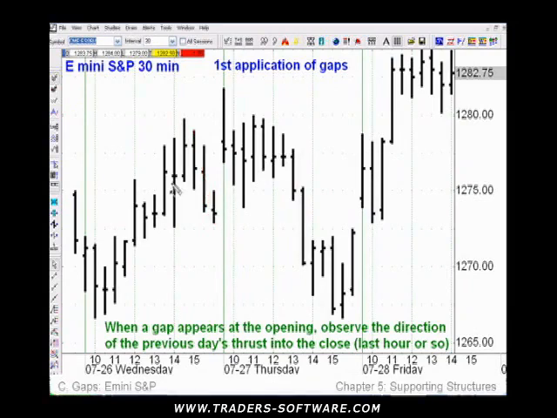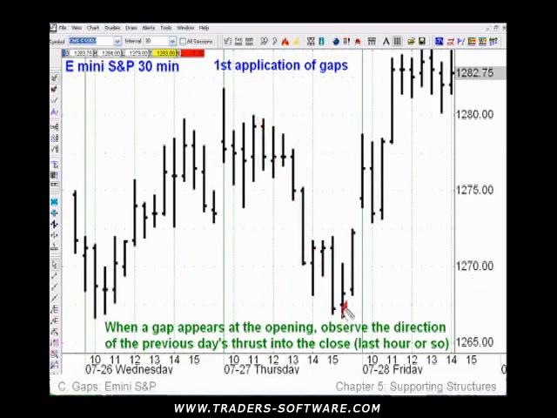The next day we have a gap opening, and once price action reaches a certain point, it moves down to close the gap. There's a downward bias thanks to this motion right here on the previous day. And eventually, it trades all the way down.